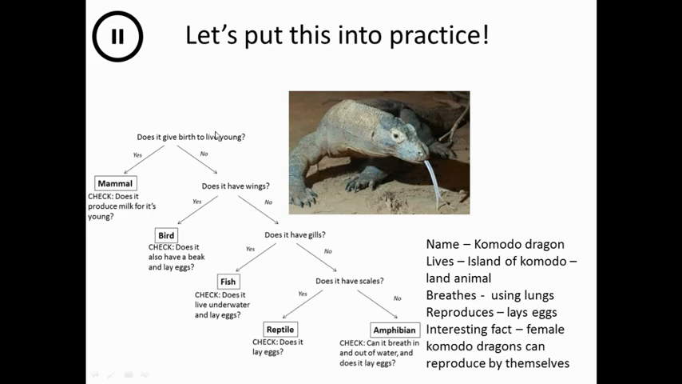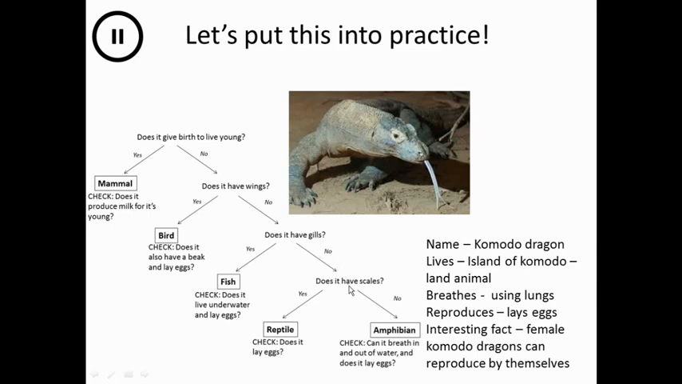So, does it give birth to live young? Well, it says here that it lays eggs, so we're going to answer no. Does it have wings? Well, let's have a look at this picture. We can't really see wings. And even if you hadn't been sure, does it have a beak? It doesn't have a beak there, so that's going to be no. Does it have gills? Well, it says here it breathes using lungs, so it doesn't have gills. So we're going to go for no there.